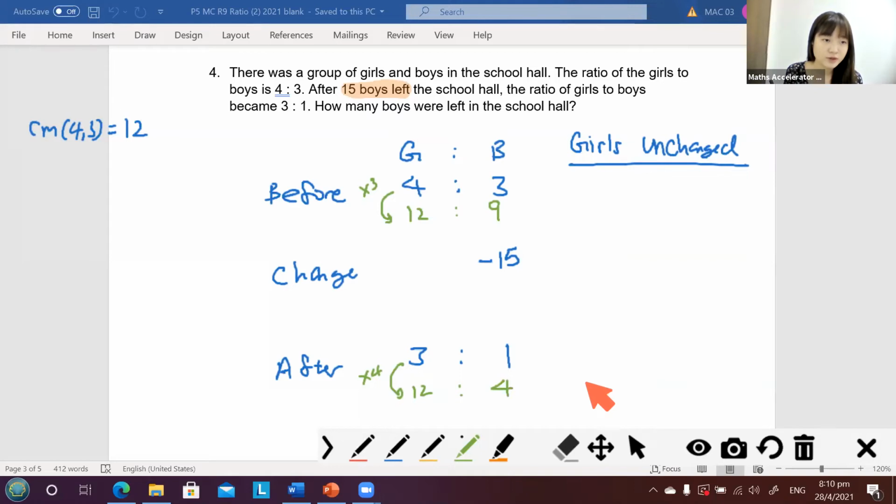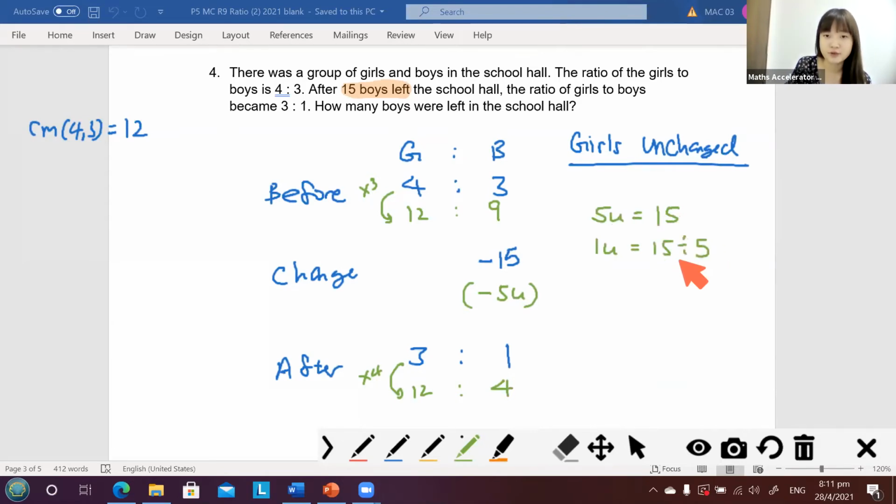Okay, good. Yes, 5. 9 minus 4 is 5. So you must have subtracted 5 units in between. So the 5 units represents the 15 boys who left. So this is 15. So 1 unit will be 15 divided by 5, 3.